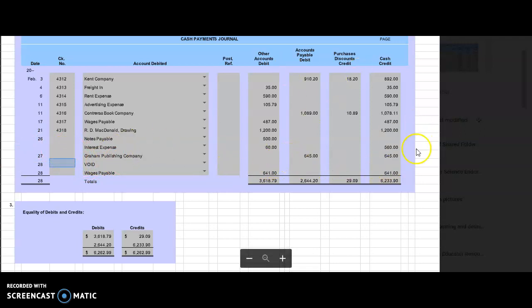So again, you go through, you total, and then you see if your debits and your credits are equal. Just remember, if it's an account payable, where you owed somebody else money, it's going to go in this column here. But a good majority of them are going to go into this other accounts column, depending on what they are.